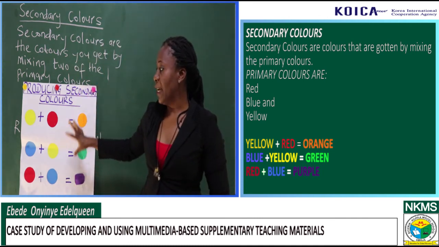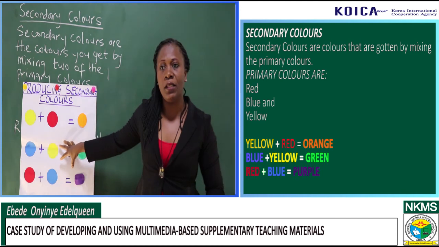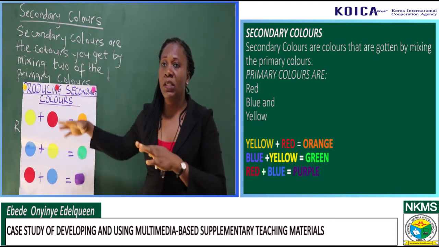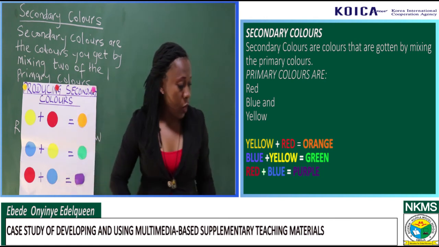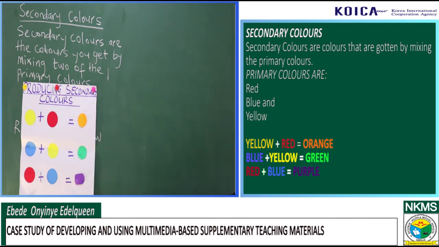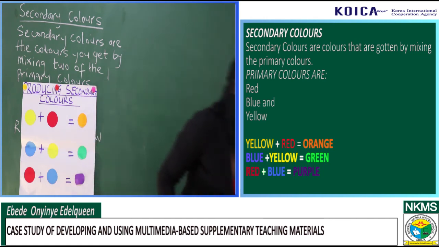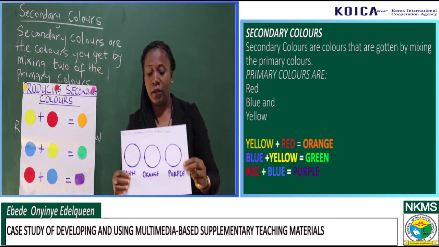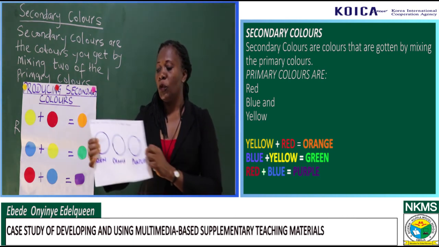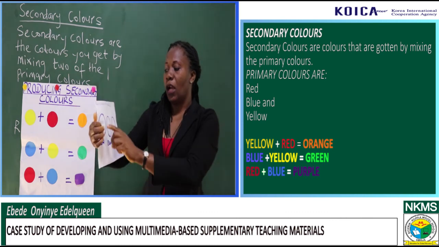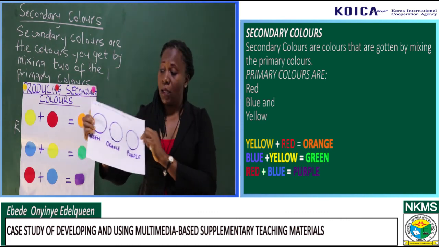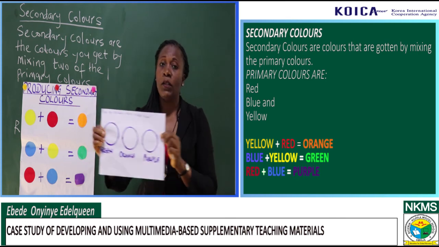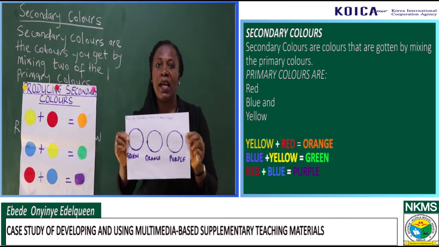So let's assume that I've recorded my teaching, and I've used the video to teach the children. After the children must have watched the video, I will give them the worksheets, which is one of my supplementary teaching materials. I'll give them this worksheet to paint the secondary colors on them. That is their class task, in order to know whether they've really gotten what I have taught them.